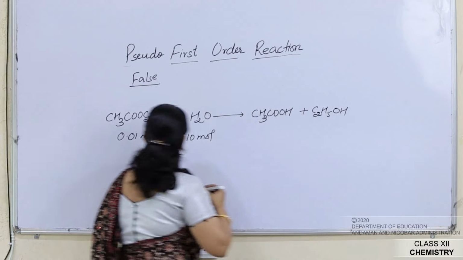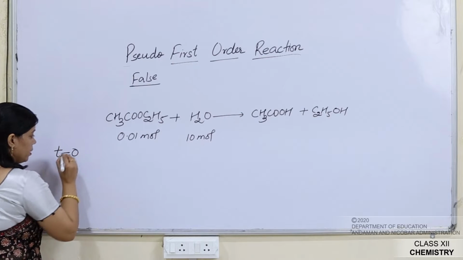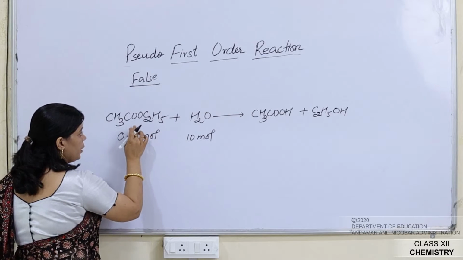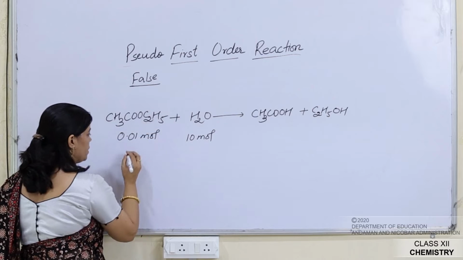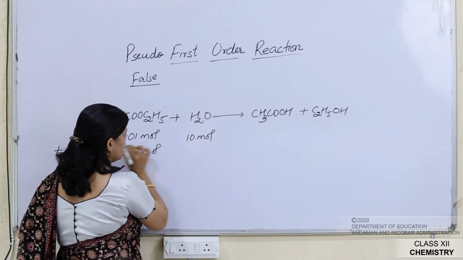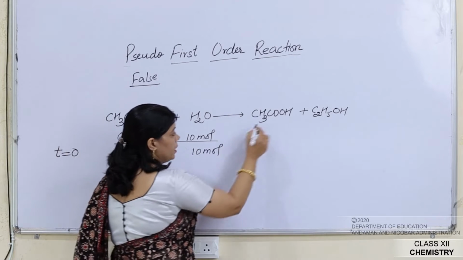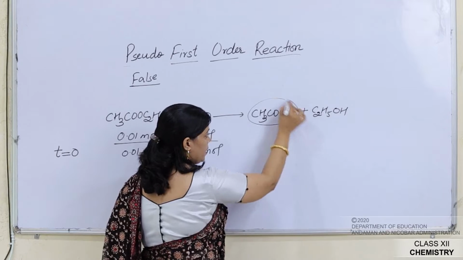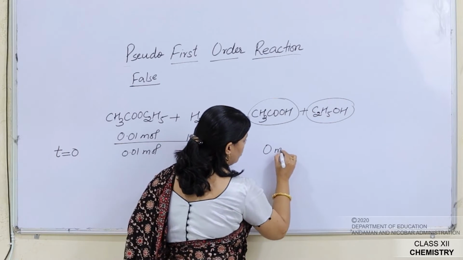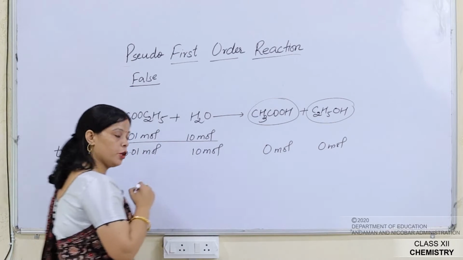C2H5OH. Initially at t equal to 0, the concentration of CH3COOC2H5 is 0.01 mole, and the concentration of H2O is 10 mole, whereas the quantity of CH3COOH and C2H5OH formed is 0 mole. At t equal to 0, no product is formed, so it is 0 mole.